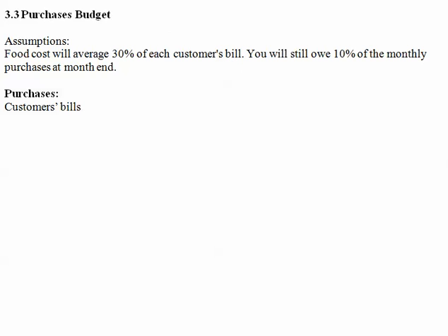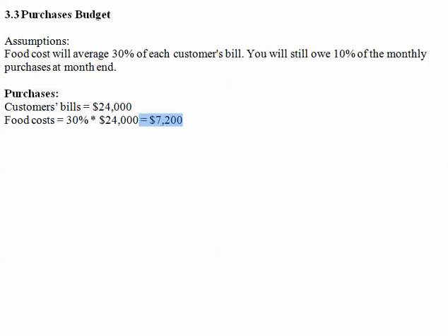Well, if you recall, we have customer bills that we expect to be $24,000 per month. Again, that was 100 customers at $12 apiece and 20 days a month. So we're going to have to pay approximately 30% of this $24,000 in food costs. So food costs, take the 30% times the 24,000 and you get 7,200. So the amount you would purchase is 7,200.